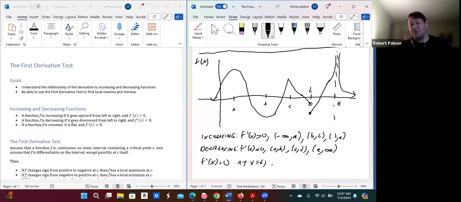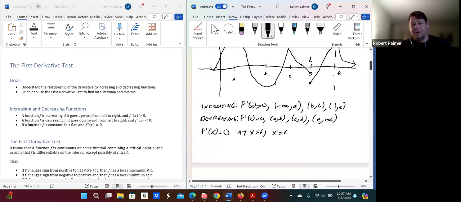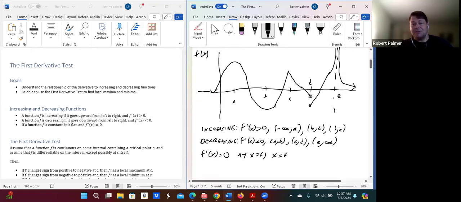And as we can see from the graph, we actually have a local maximum at A and a local minimum at B. If we're going from increasing to decreasing, we have a local maximum. Going from decreasing to increasing, we have a local minimum.